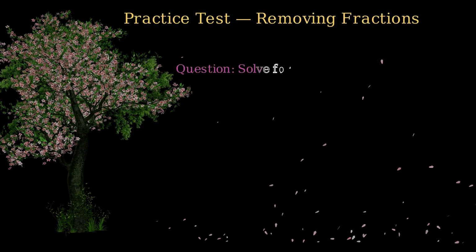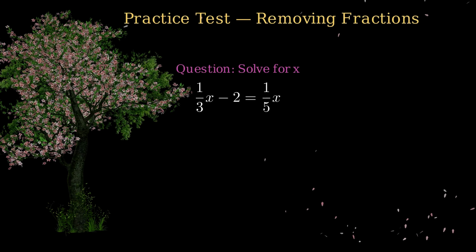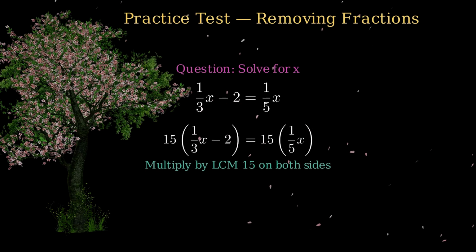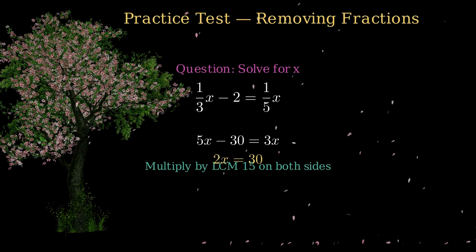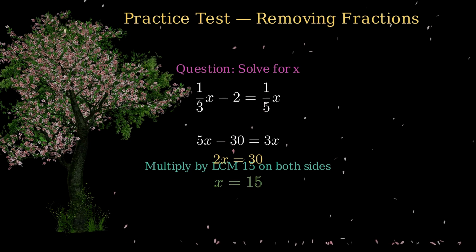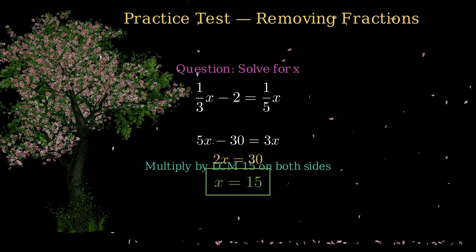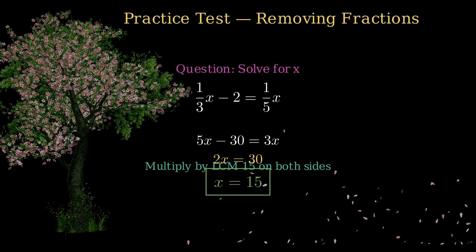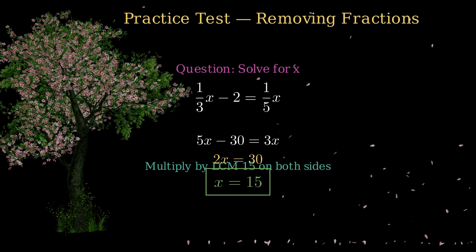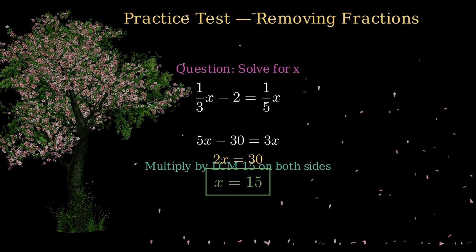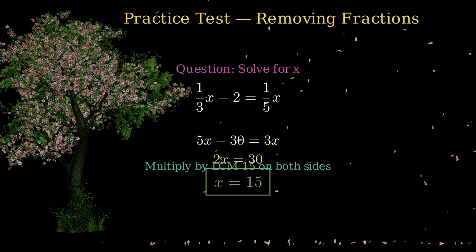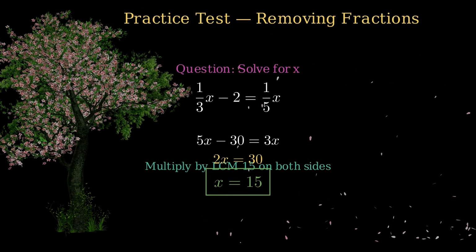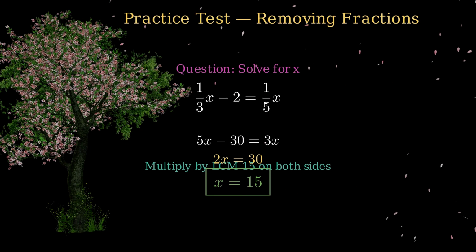Let's test our skills with a comprehensive problem. Solve the equation 1/3 x minus 2 equals 1/5 x. To clear the denominators 3 and 5, we multiply every single term by their LCM, which is 15. This converts the equation into 5x minus 30 equals 3x. By rearranging the terms step by step, we get 2x equals 30. Finally, dividing by 2 leads us to the answer, x equals 15.